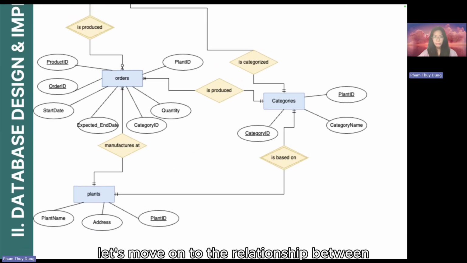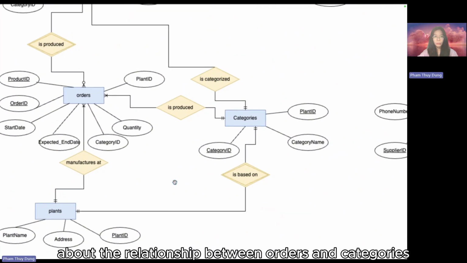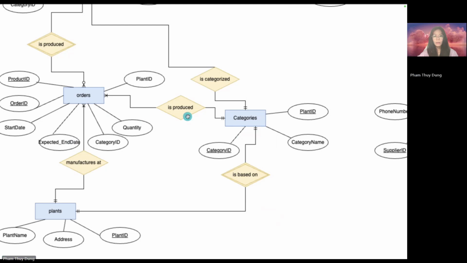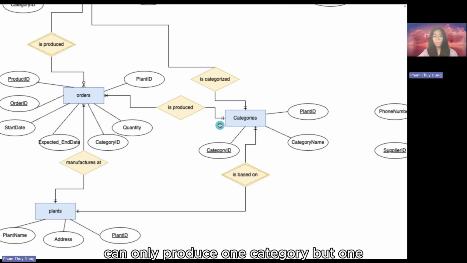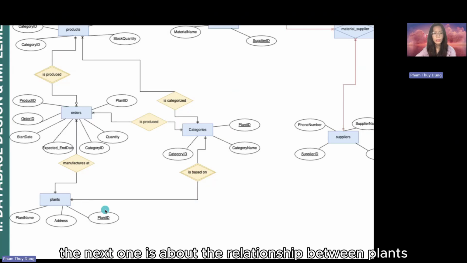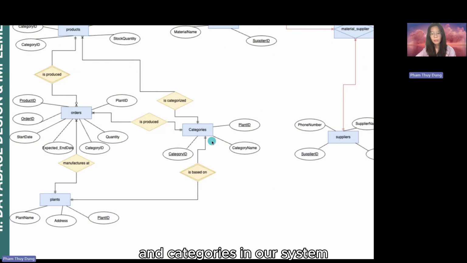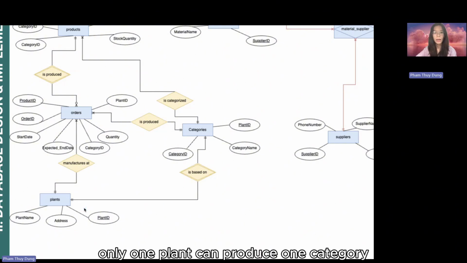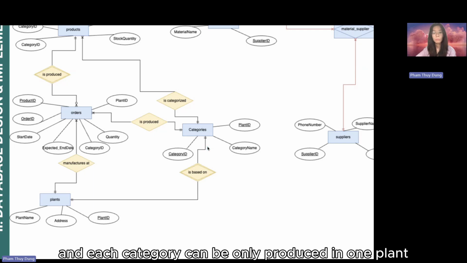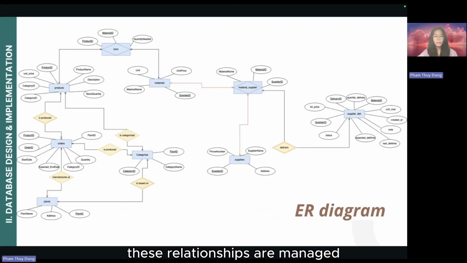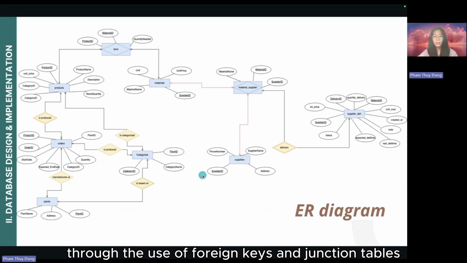Let's move on to the relationship between orders and plants. So each order is manufactured at one plant only, but each plant can process many orders. About the relationship between orders and categories. Each order can only produce one category, but one category can be in many orders. The next one is about the relationship between plants and categories. In our system, only one plant can produce one category, and each category can be only produced in one plant. These relationships are managed through the use of foreign keys in junction tables.